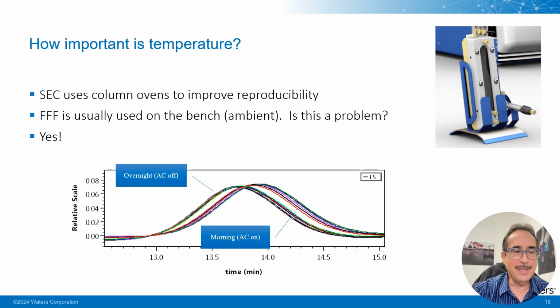So we thought about this and thought, how can we make a system that temperature controls this but doesn't consume a lot of bench space? Because we know that you have a chromatography stack and you have an analytical stack, and you don't want to have bench space allocated to a big column oven.